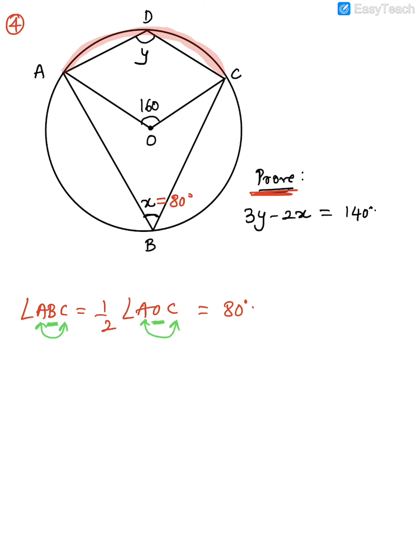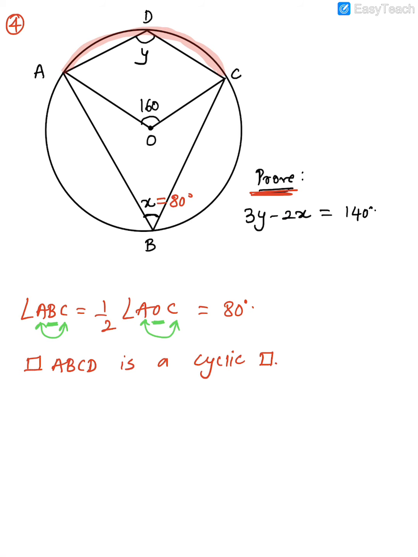Now, next thing, so we've got the value of the angle x. Now how will you find out y? So again, if you've noticed, ABCD is a cyclic quadrilateral.